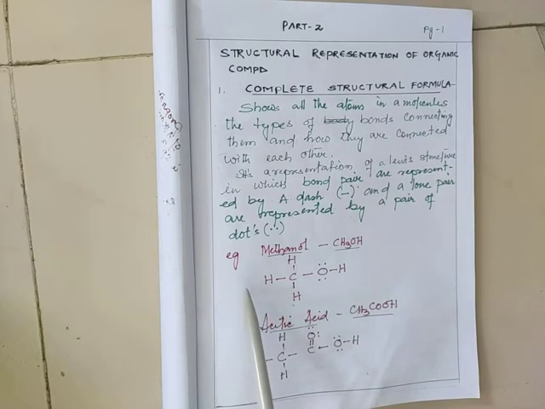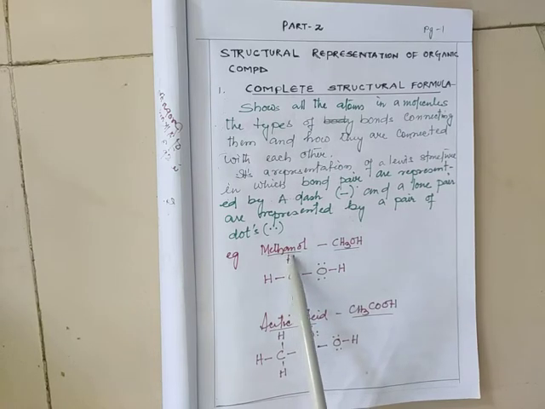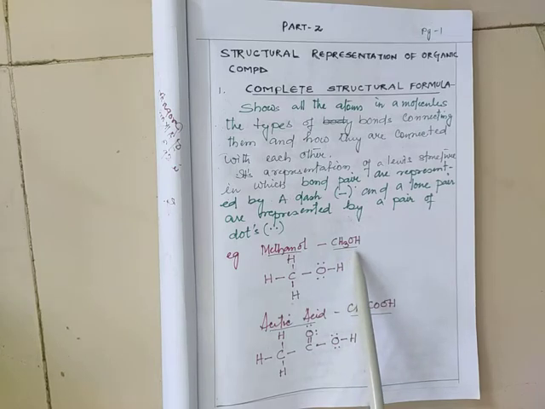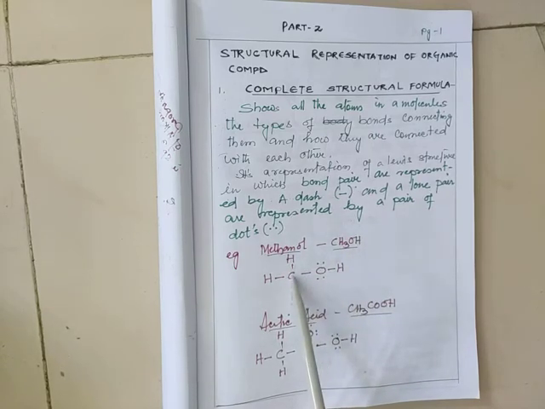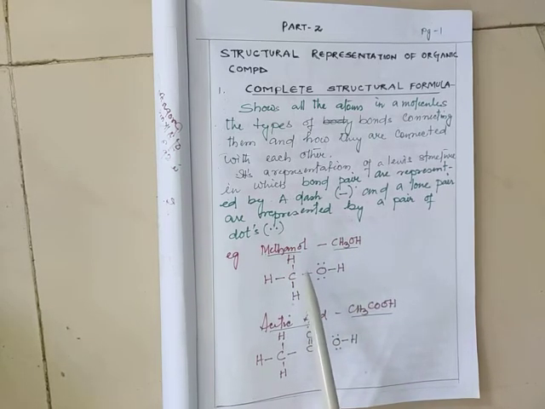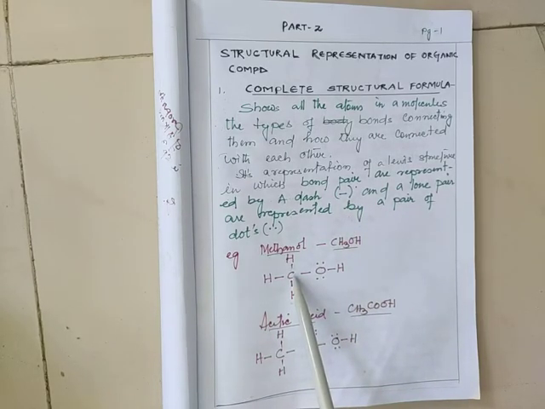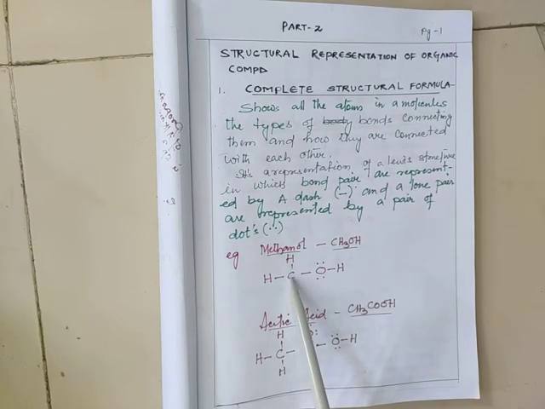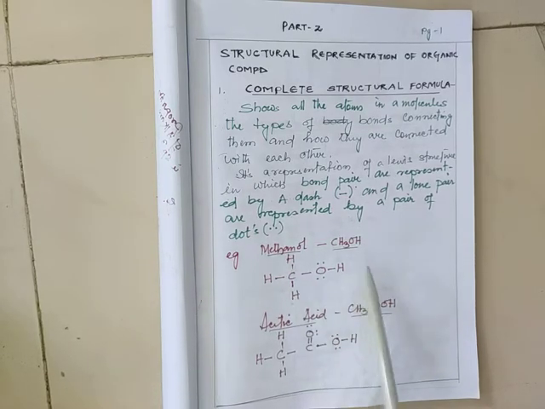An example for complete structural formula is this. Now we shall take methanol. See methanol, the chemical formula is CH3OH. This is a short form only, so we have to expand it by using dashes and lone pairs. Here this is a carbon, and this carbon has three hydrogens along with OH. So carbon, then three hydrogens, then this oxygen, then H.